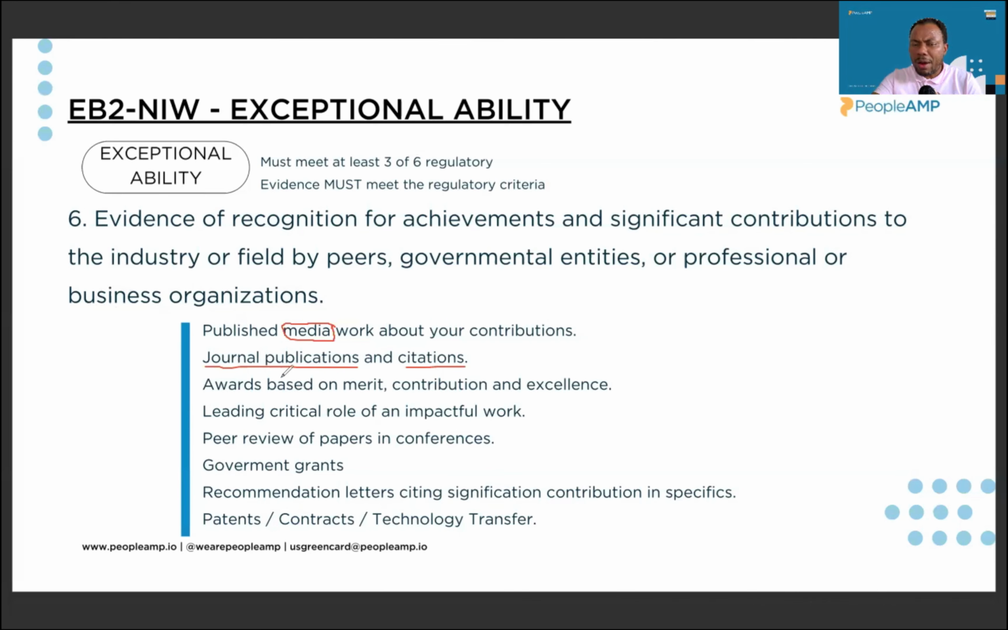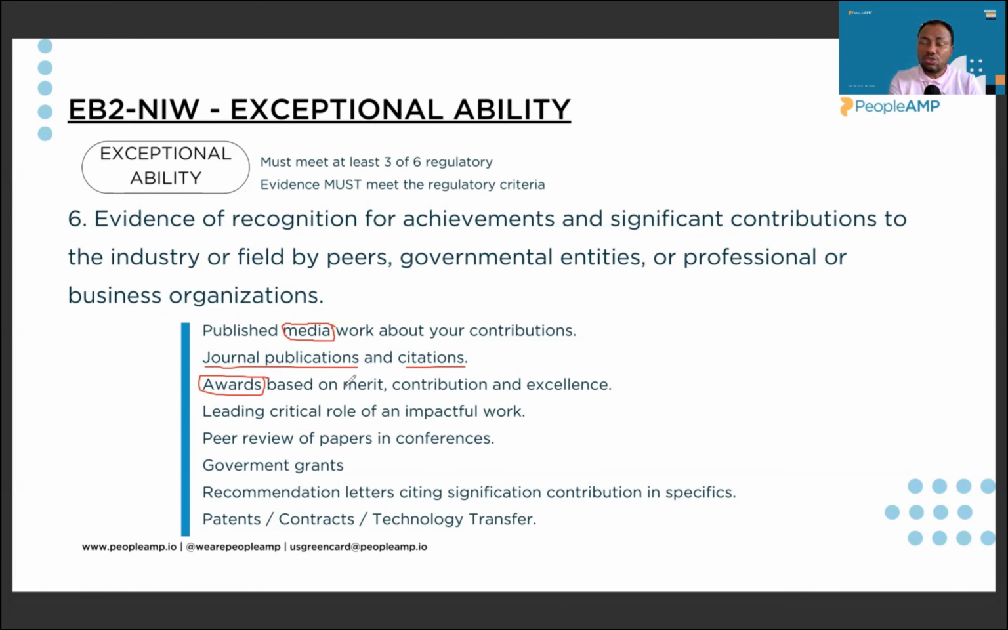Now, have you won some award? Remember, this award must be based on merit, your contribution and excellence you have in the field. So when you are putting this award, you need to explain, why did you get the award? Why are you different from others? What are the criteria for the award? You want to put that here, briefly to explain why that award is very important in the industry.